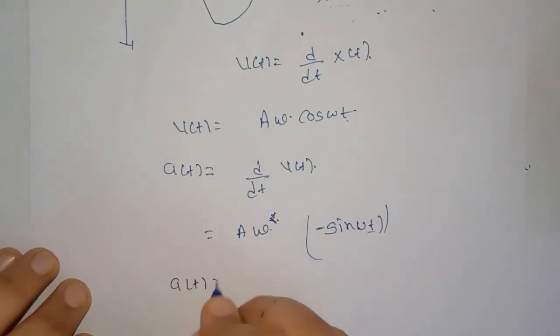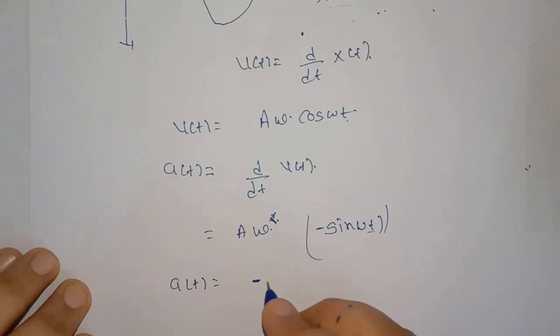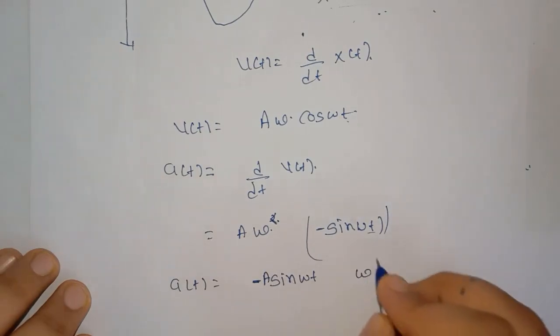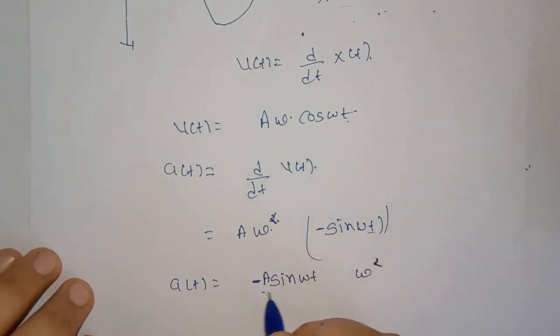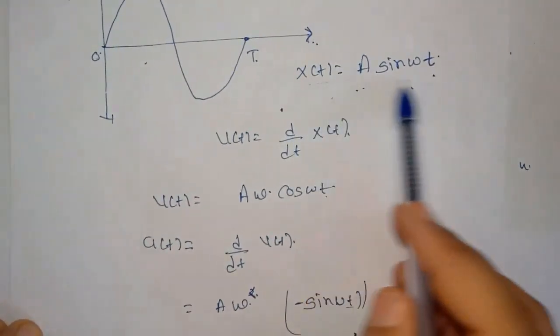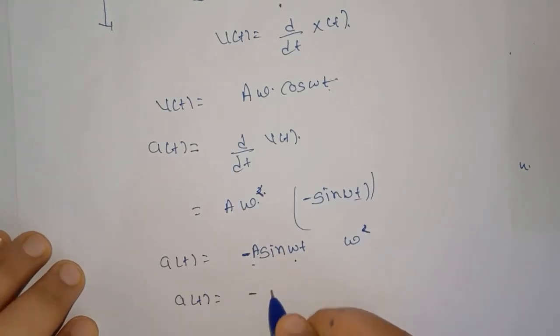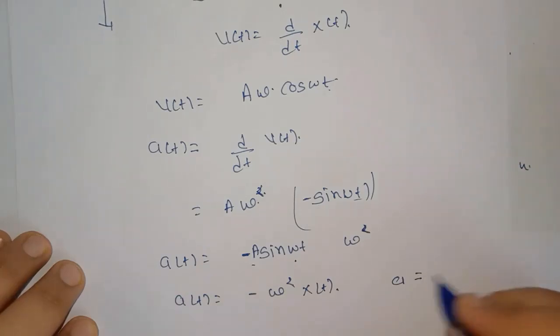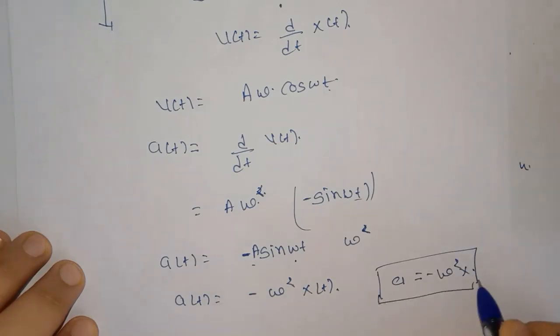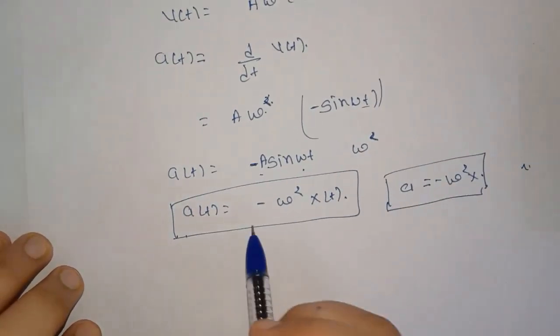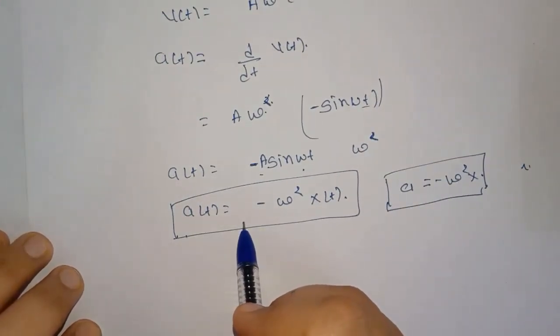So a of t will be equal to minus sine omega t into omega square. But A sine omega t is the equation of position x, so we can write acceleration equals minus omega square into x of t. Comparing this with the basic equation, a equals minus omega square x, we can say that this follows the equation of SHM.